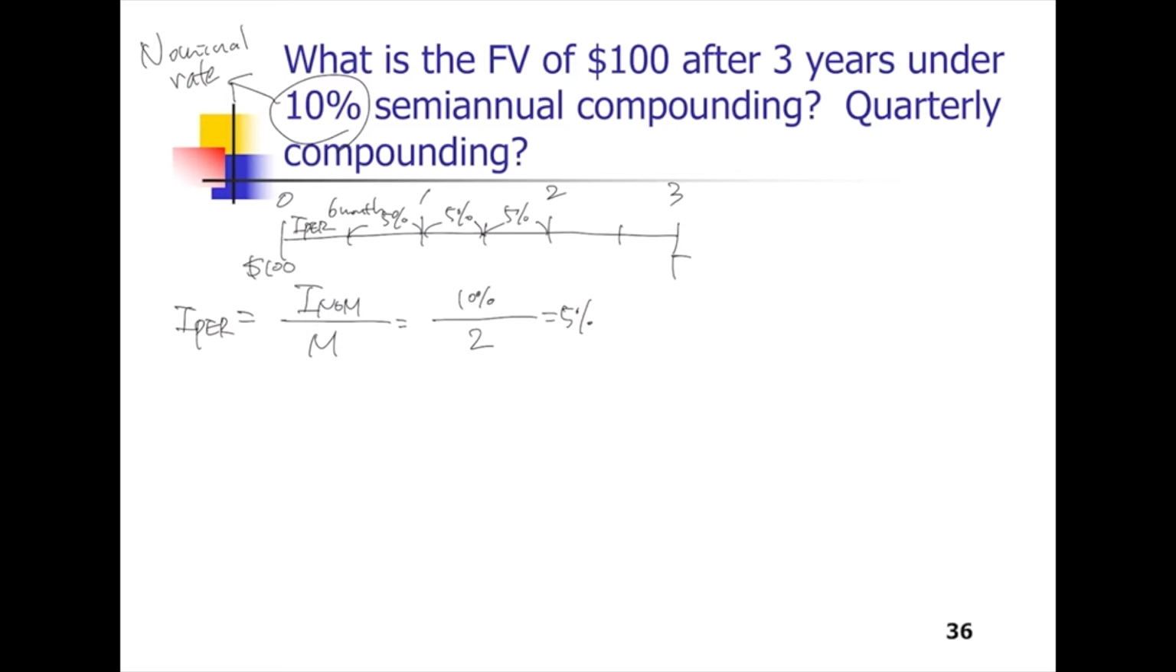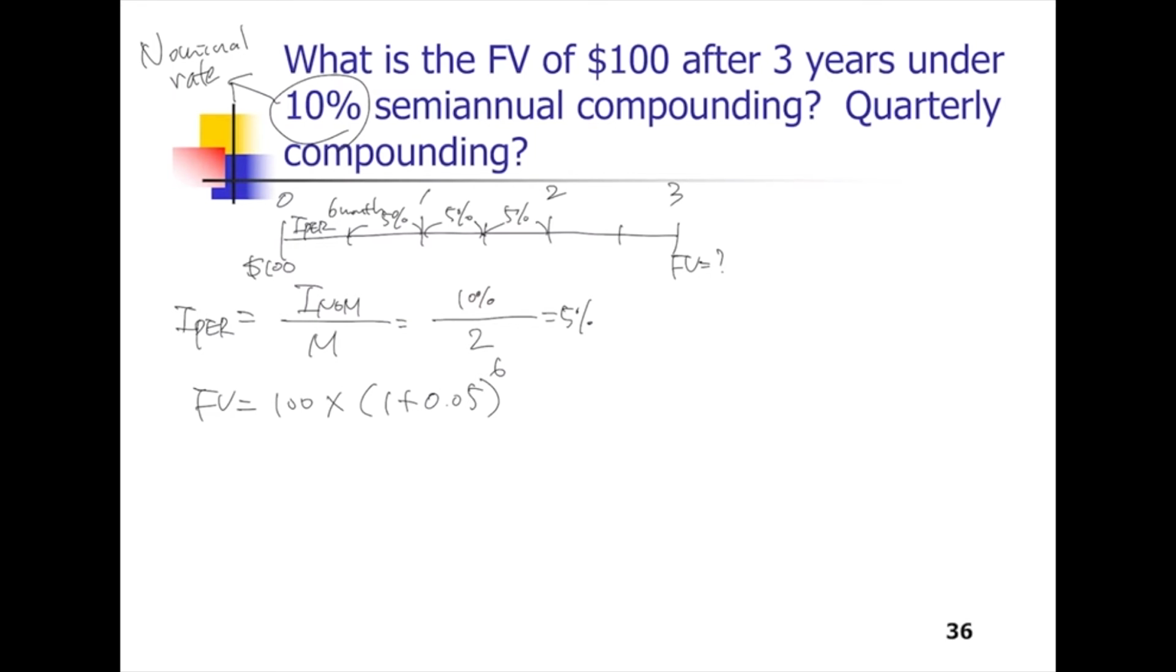And now we have $100 and we want to know the future value. So the future value can be compounded, right? $100 times the period rate. How many times do we compound? 1, 2, 3, 4, 5, 6, right? 6. So you get the numbers, right?